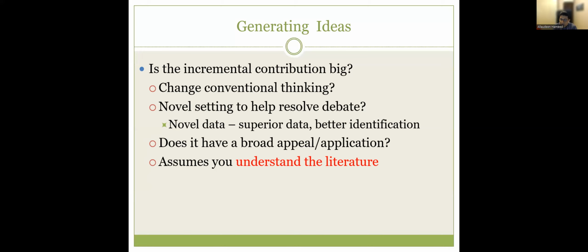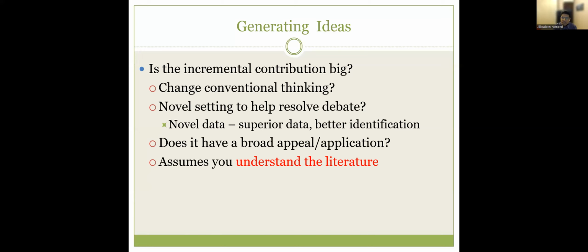And the big ideas are also those that appeal to a broader audience, has got bigger applications, right? So then that would be a big idea compared to one that only appeals to a smaller subgroup.